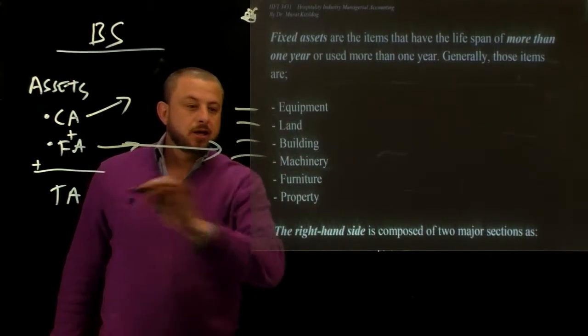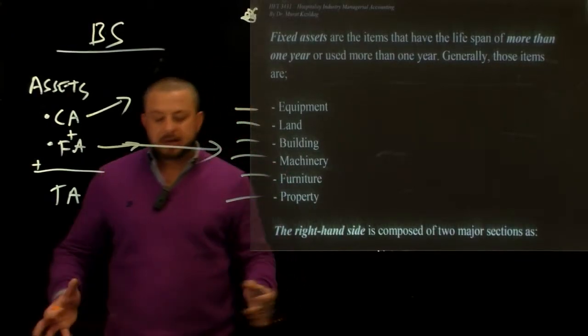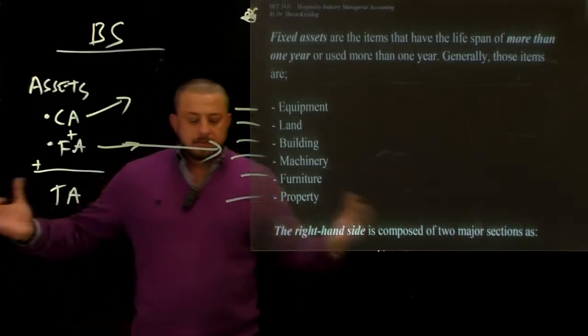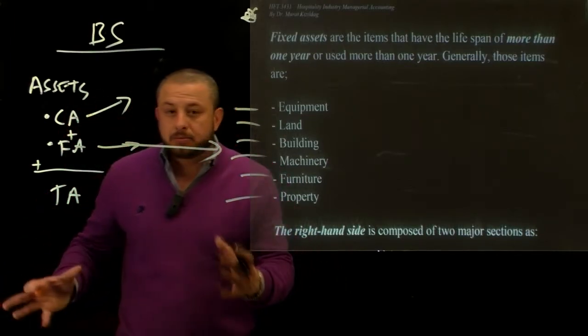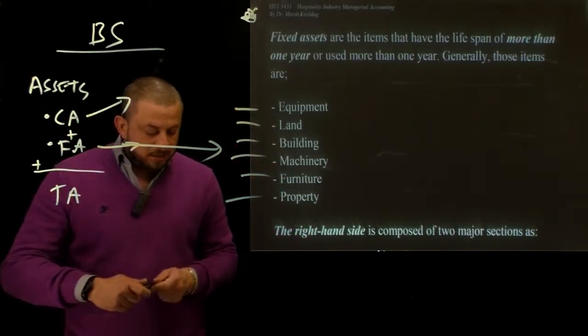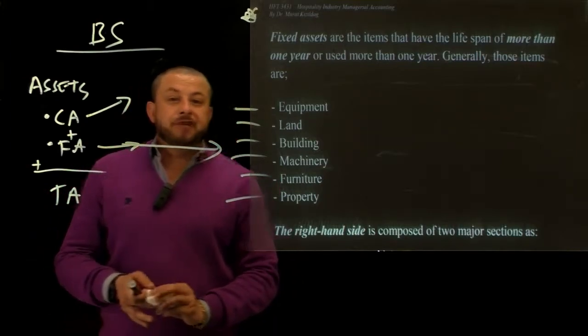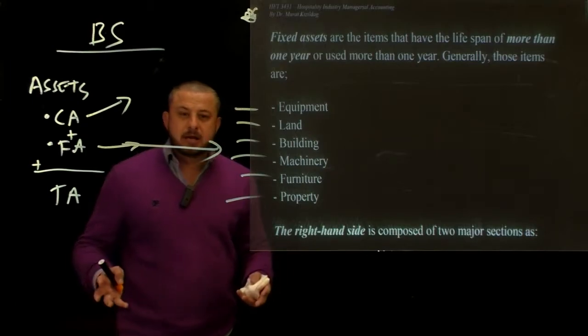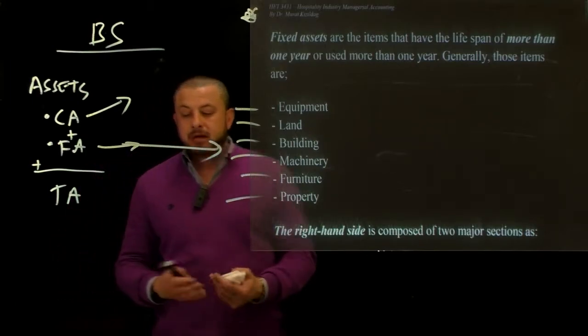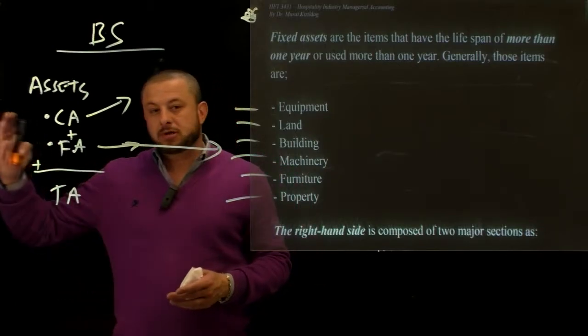Let me just do this. Machinery, property, any fixed items, such as desk, chair, spa equipment, or let's say imagine a hotel, and then the kitchen equipment in the main kitchen. These are the fixed assets. You cannot carry them over physically somewhere else, okay? They are mostly tangible, and their useful life is more than 1 year.